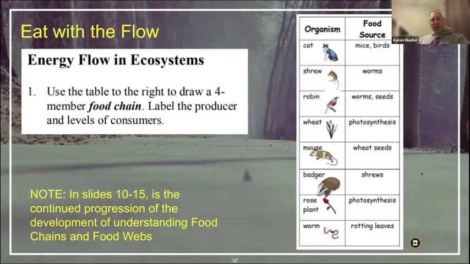So Kelly, what did you start with as the first organism within your food chain? I went to the very bottom, to the worm. Okay, so the worm. And then what was the second organism that you chose?